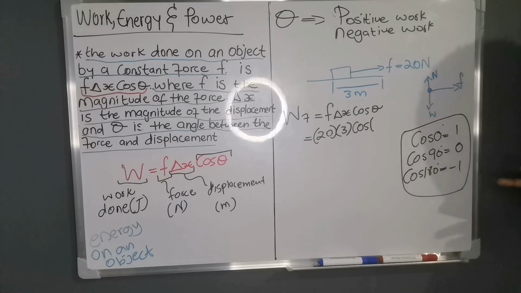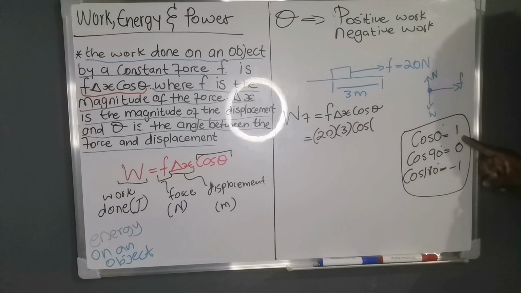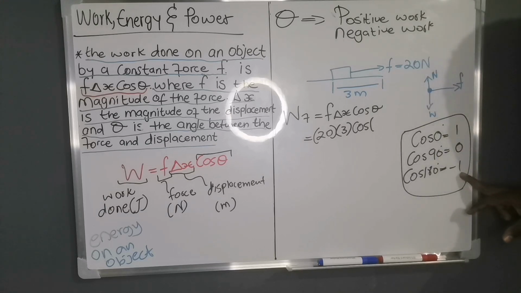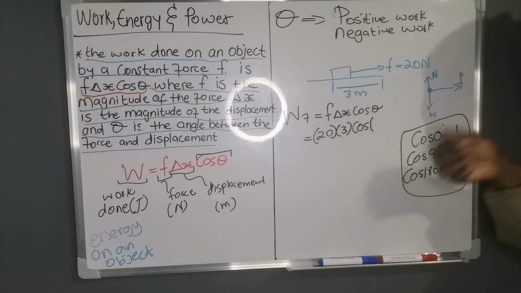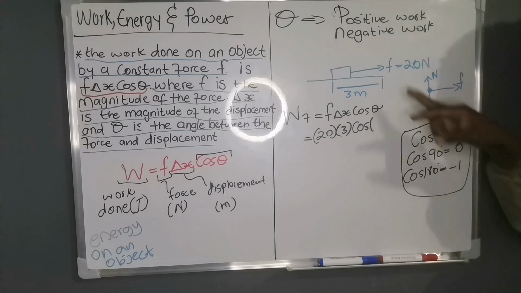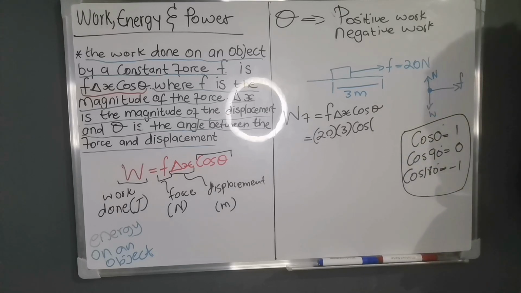So now, if our work is positive, that means our value is going to be 1. And if our work is negative, our value is going to be negative 1. How will you know whether I need to put 1 or negative 1? If and only if the force and the displacement act in the same direction, you will know that this is positive work. But if the force and the displacement act in opposite directions, that means our work is going to be negative.